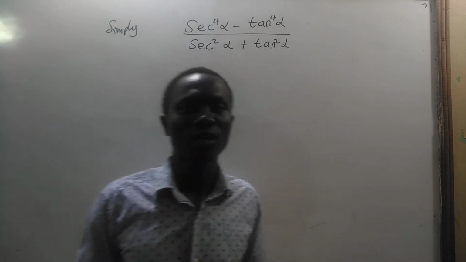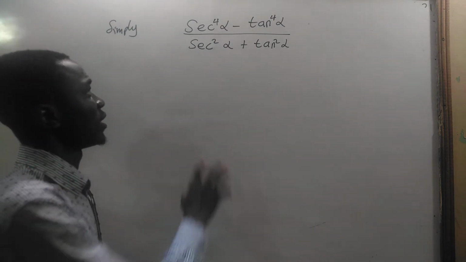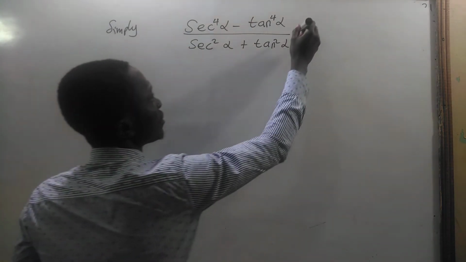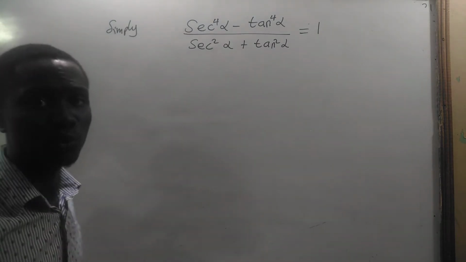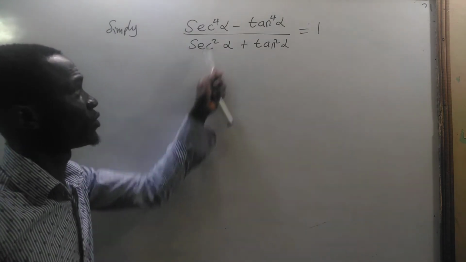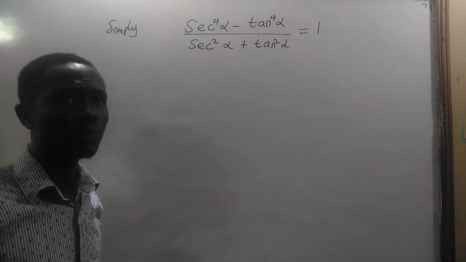I am Mensah Augustine. We'll be looking at how to prove that this trigonometric identity is equal to 1. How do we show the proof, or how do we simplify this trigonometric identity to show that it is equal to 1? Join me as we go through the proof.